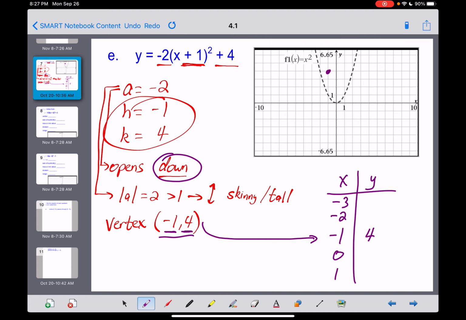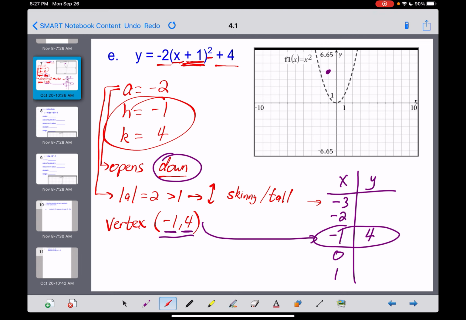And if we do this right, with the vertex in the middle of the table, you should start to see something cool. Okay, guys, I'm going to put in this -3 here for x back into the original. -3 plus 1 is -2.